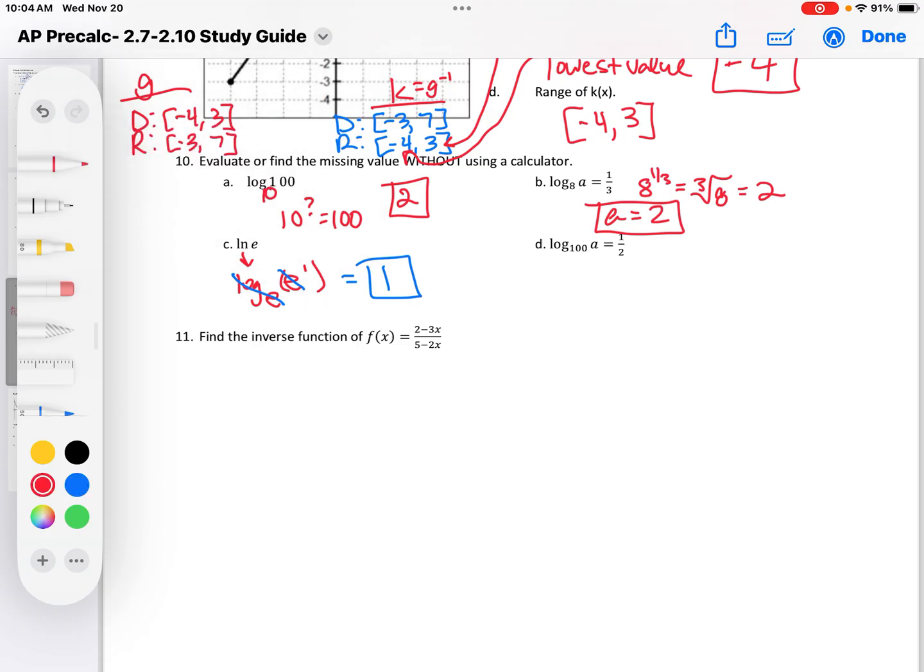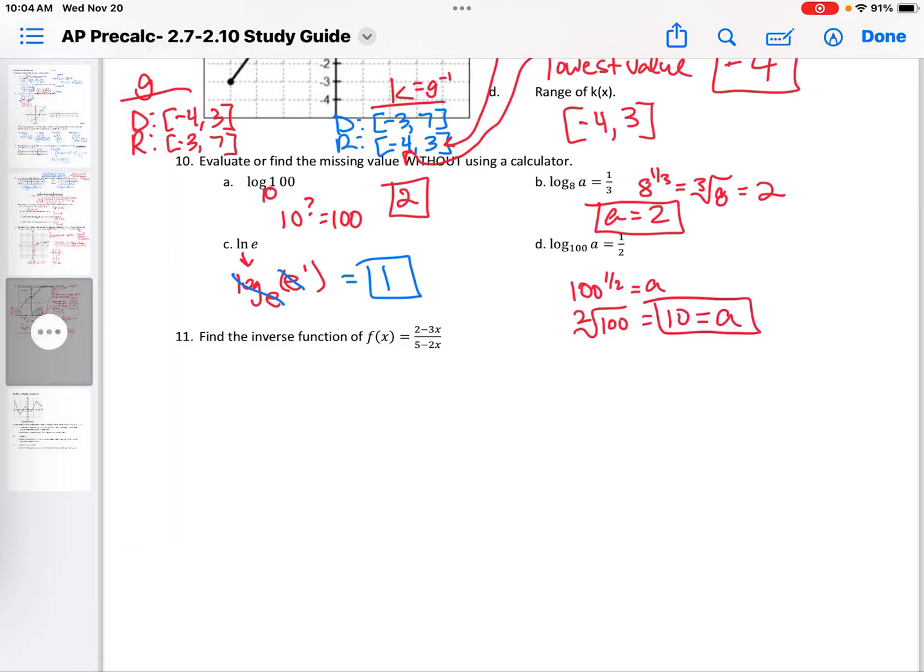All right, then the fourth one here, 100 to the 1/2 will equal a. Well, the 100 to the 1/2 is the square root of 100, so that's going to be 10. So a is 10.